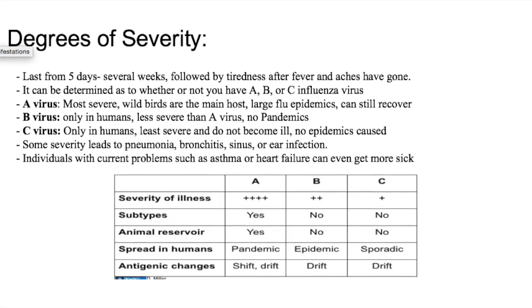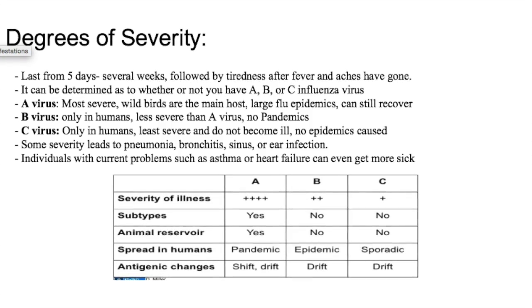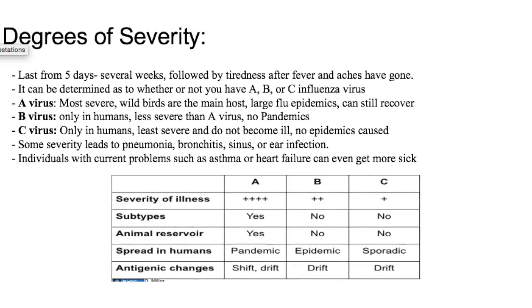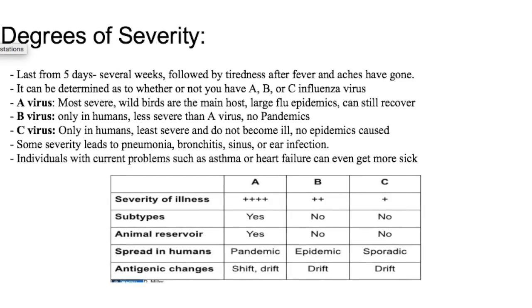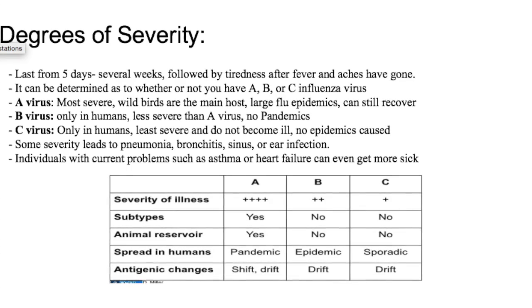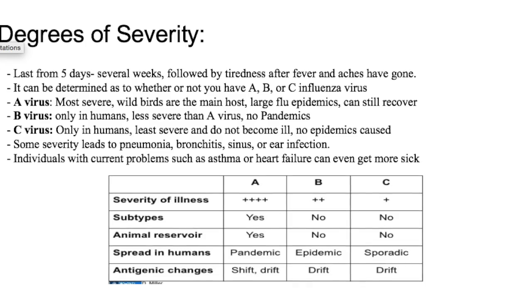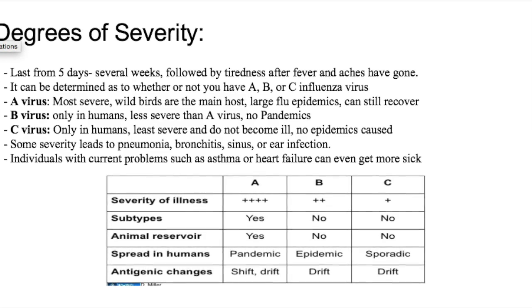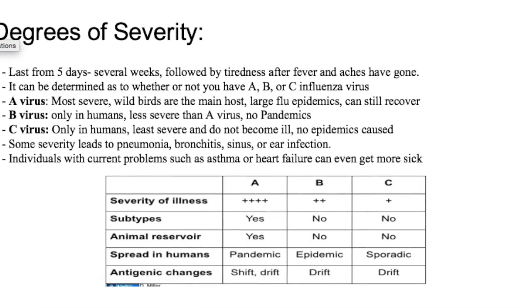A virus mainly comes from wild birds as its main host, and is the main virus for large flu epidemics. The A virus can also be found in animals. You are still able to recover if diagnosed with influenza A. It may take longer to recover, and you may experience more symptoms.